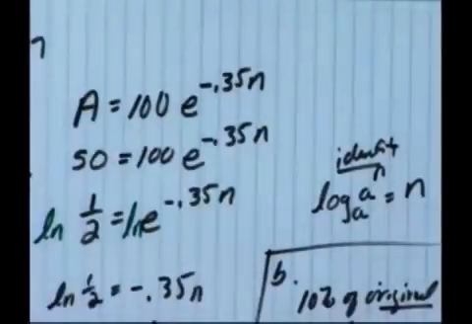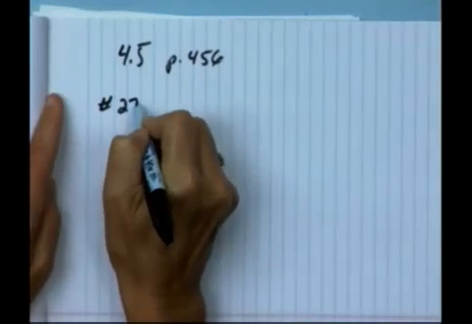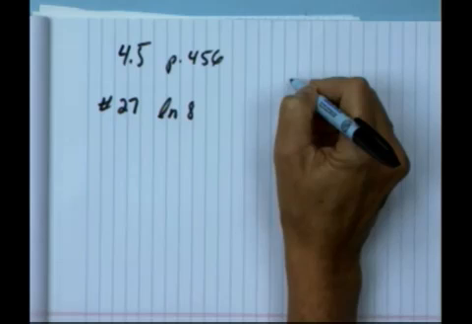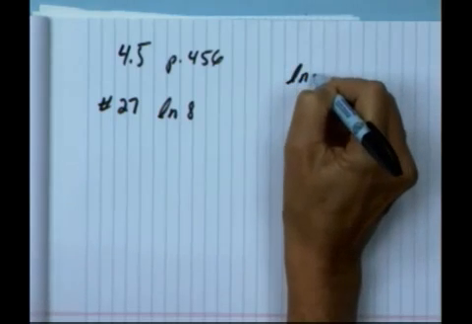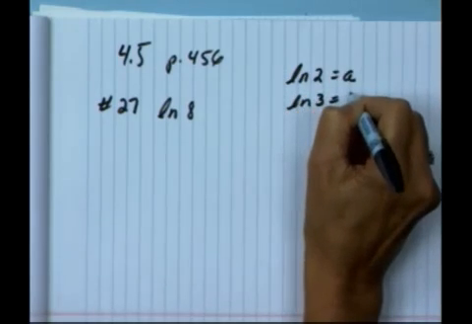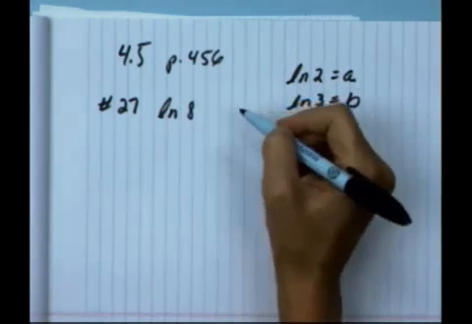Alrighty, so the question that I got from 4.5 is number 27. Let's look at number 27. Okay, this is 4.5, page 456, and the first one is number 27, and that is natural log of 8. And it says, suppose that the natural log of 2 is equal to A, the natural log of 3 is equal to B. Use the properties of logs to write each logarithm in terms of A and B.